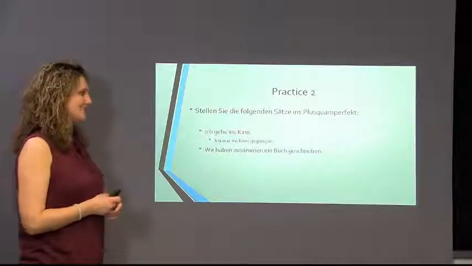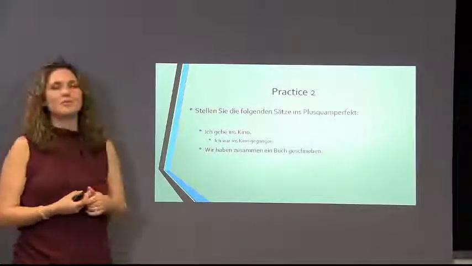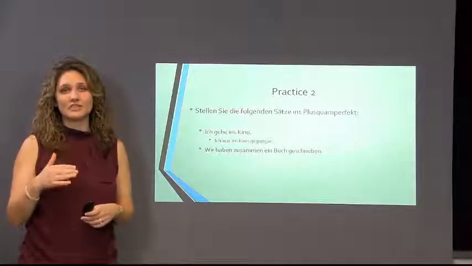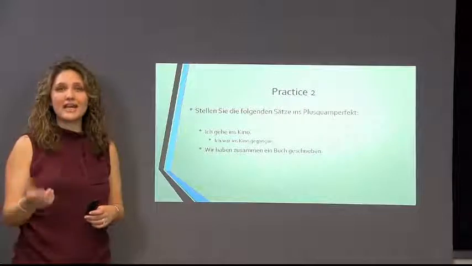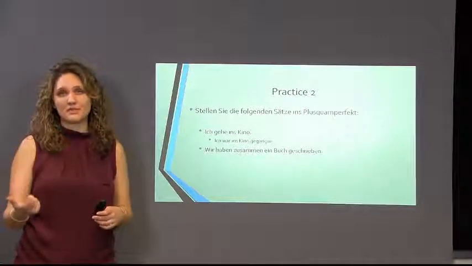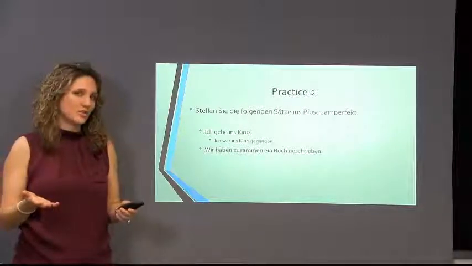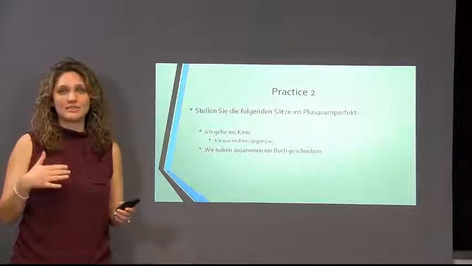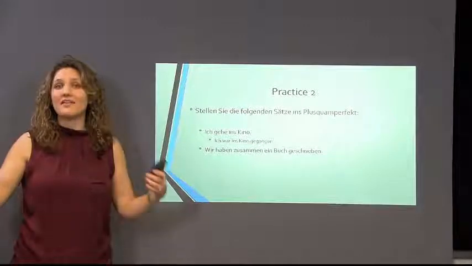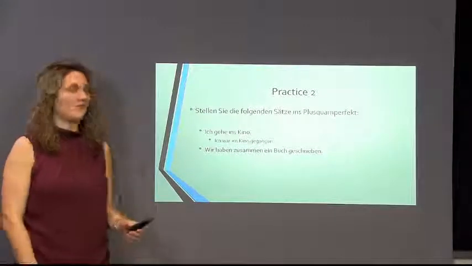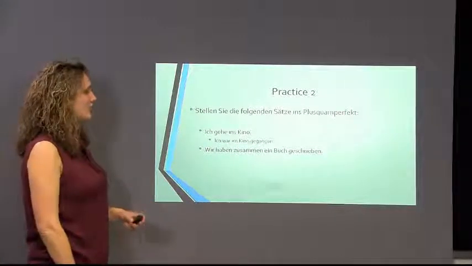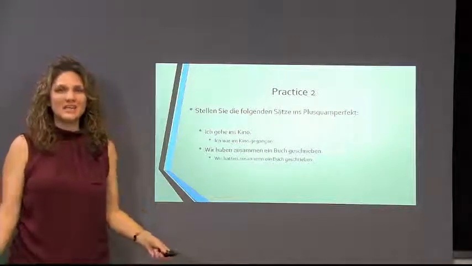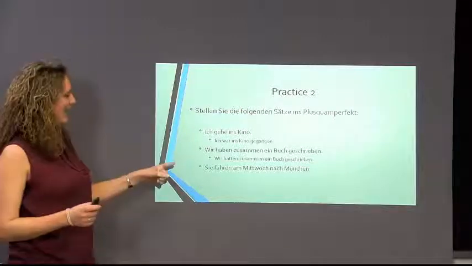Next sentence. "Wir haben zusammen ein Buch geschrieben." This one should be a little easier because I already gave it to you in the perfect. So you already have the auxiliary and you already have the past participle. So what do you have to do? Just change the auxiliary that's right now in present tense into the Präteritum, and that's all, and you already get the Plusquamperfekt. Okay? So all you have to do is say, "Wir hatten zusammen ein Buch geschrieben." Really that easy.